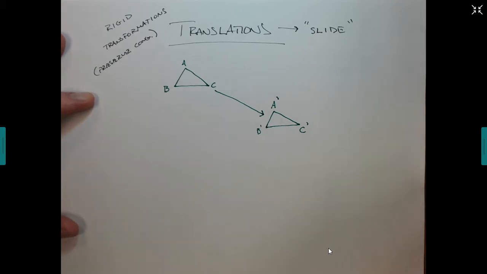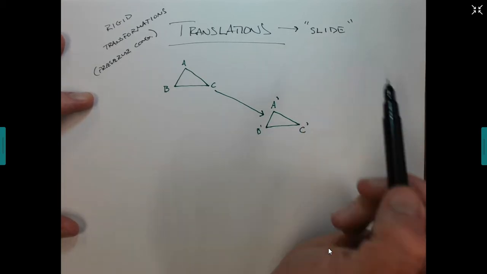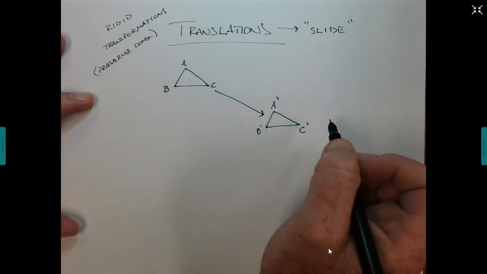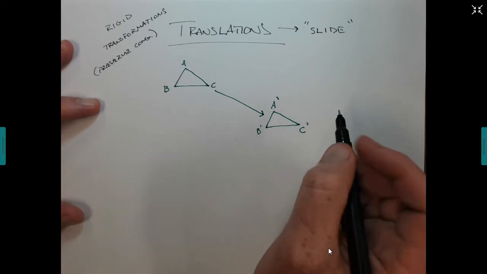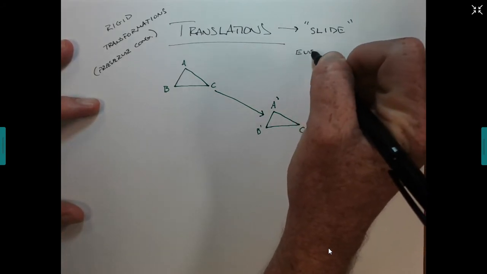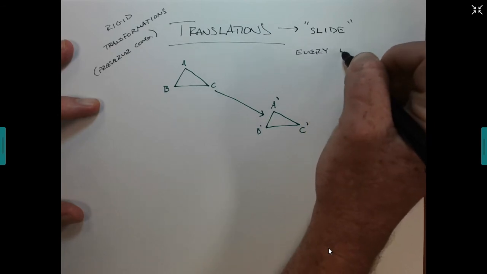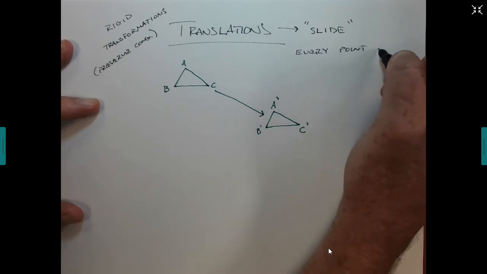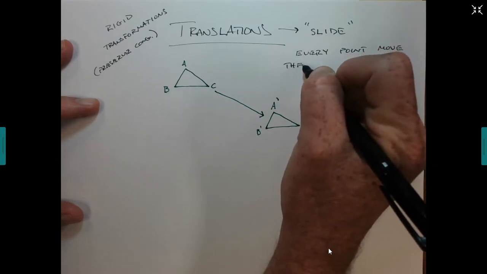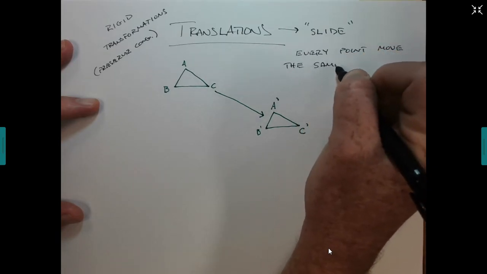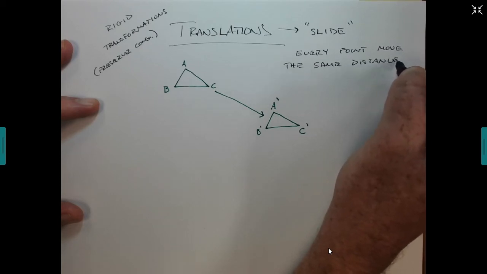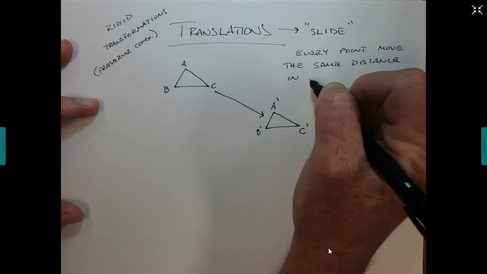Now, if we want to give it a little bit more explanation, a little bit more of a textbook definition for translations instead of just slide, what's really happening is we're going to have every point move the same distance in the same direction.